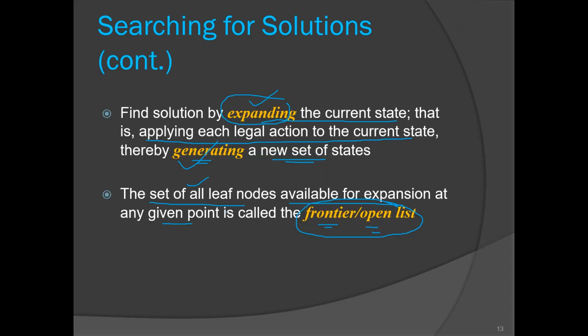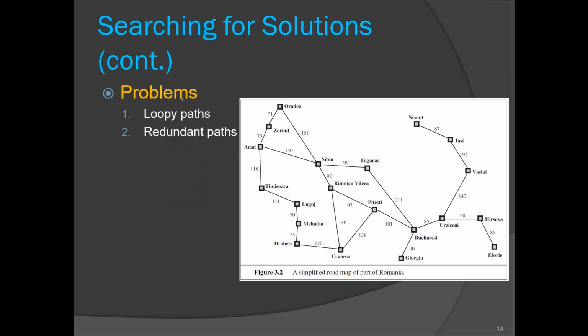Okay, so we have to address these issues. Yes, so there are two problems that our agent needs to address. First one is a loopy path. Just now we have discussed, he is going from Arad to Sibiu and back to Arad, that is known as loopy path, and there can be a redundant path.